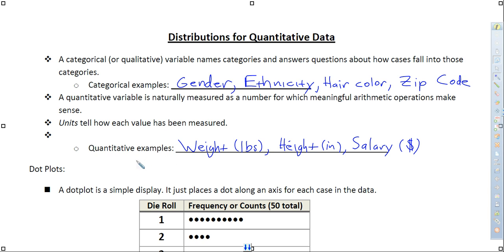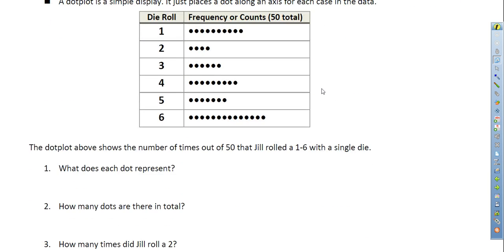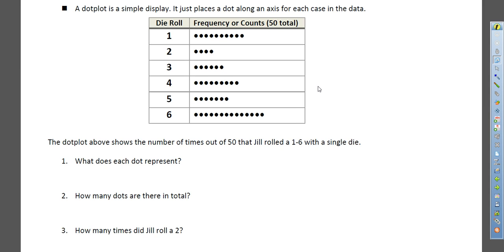All right, let's look at some ways to show quantitative data. Let's look at a dot plot. So a dot plot is a simple display. It just makes a dot along an axis for each case in the data.